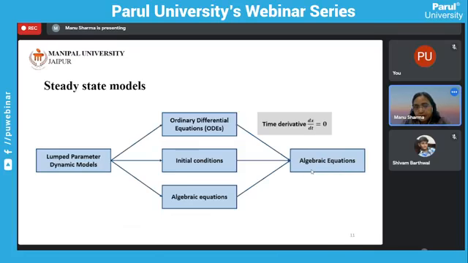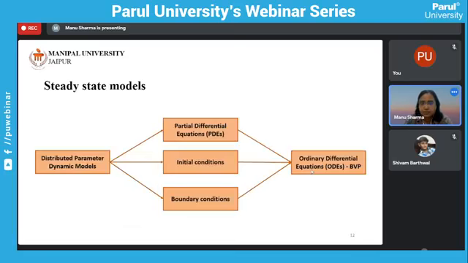So here we have seen that based on the assumptions, based on the characteristics of the parameters or the characteristics of the process, we can have algebraic equations that can be linear or non-linear. We can have ordinary differential equations with initial conditions, and we can also have partial differential equations with initial conditions and boundary conditions. So basically, we have four types of equations that we encounter: algebraic, linear and non-linear equations, then ordinary, and then partial differential equations.